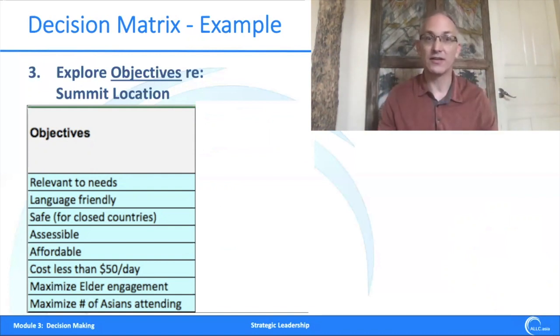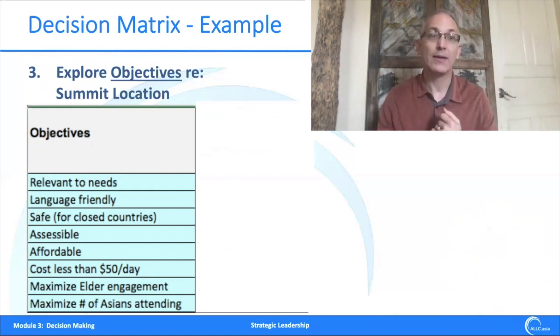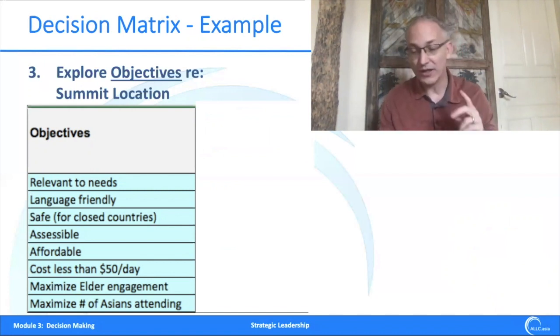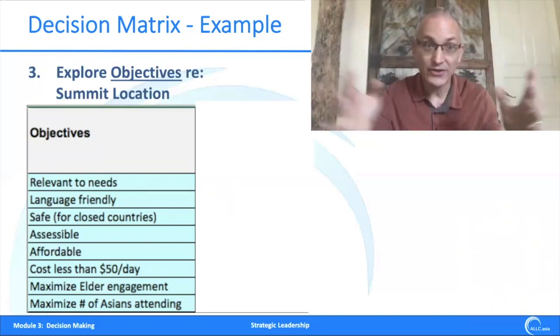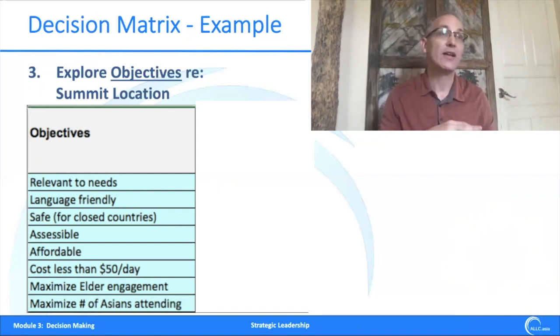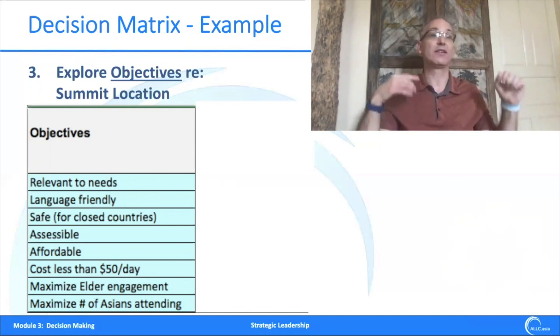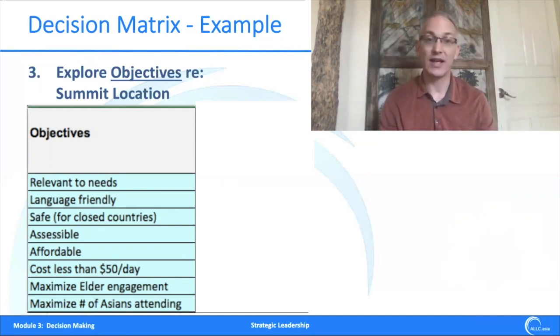So for our objective of the ALLC of identifying where our Leadership Summit location should be each year, some of the objectives we came up with was, well, we know that our Leadership Summit needs to be relevant to the needs of our leaders in Asia or in an area of Asia. We know that the summit needs to be language friendly to whatever languages people speak. We know it needs to be a safe place for people who are coming from closed countries. We know that wherever we hold the summit needs to be accessible, not too hard to get to, and affordable, because people don't have a lot of money to spend. And more specifically, we said it needs to cost less than $50 a day US. If it costs more than that, too many people won't be able to come.